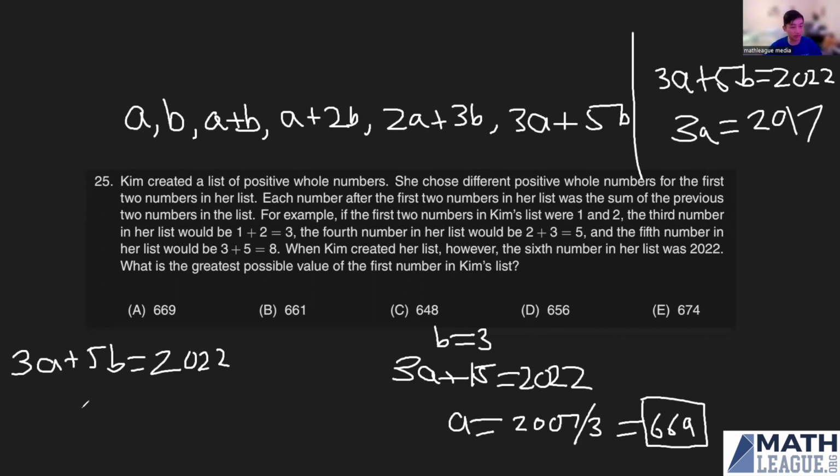So let's notice something here. If we just subtract 5B from both sides, we'll get 3A is equal to 2022 minus 5B. And let's notice the left-hand side is a multiple of 3, so it has to be divisible by 3. And since both sides are equal, the right side also has to be divisible by 3. All right. And then something we notice, if we add up all the digits of 2022, we get 6. So we know that 2022 is divisible by 3. So therefore, we know that 5B also has to be divisible by 3.